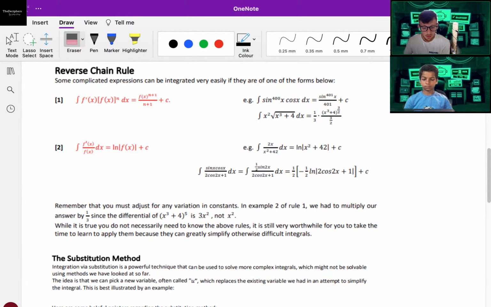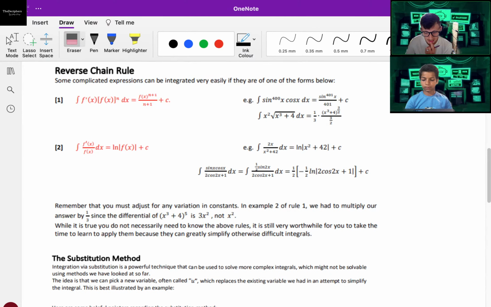So remember that you must adjust any variation in constants. In example 2 of the first rule there, you can see that we have to multiply our answer by a third, since the differential of x cubed plus 4 to the power of 5 is 3x squared, not just the x squared. So we look out for those constants in there as well that we have to multiply by.